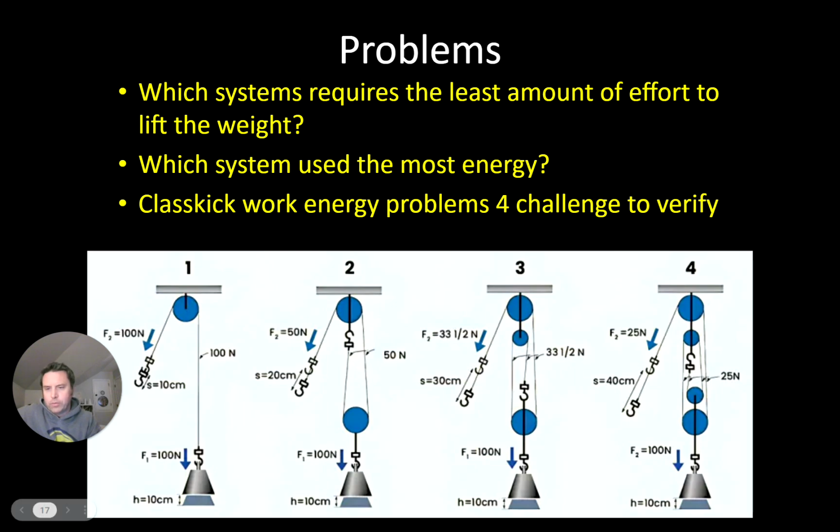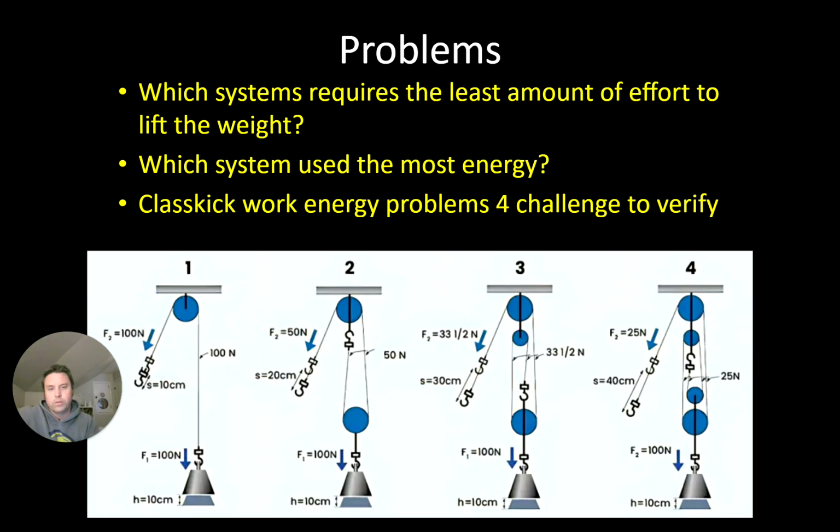Now, I'm only raising this thing 10 centimeters. How much rope did I have to pull here? 10 centimeters. How much rope did I have to pull here? 20 centimeters. Because you halve the force, you have to double the distance to keep that energy conserved. You can't just lose energy or gain energy. So yes, it's easier, but you've got to pull more rope.